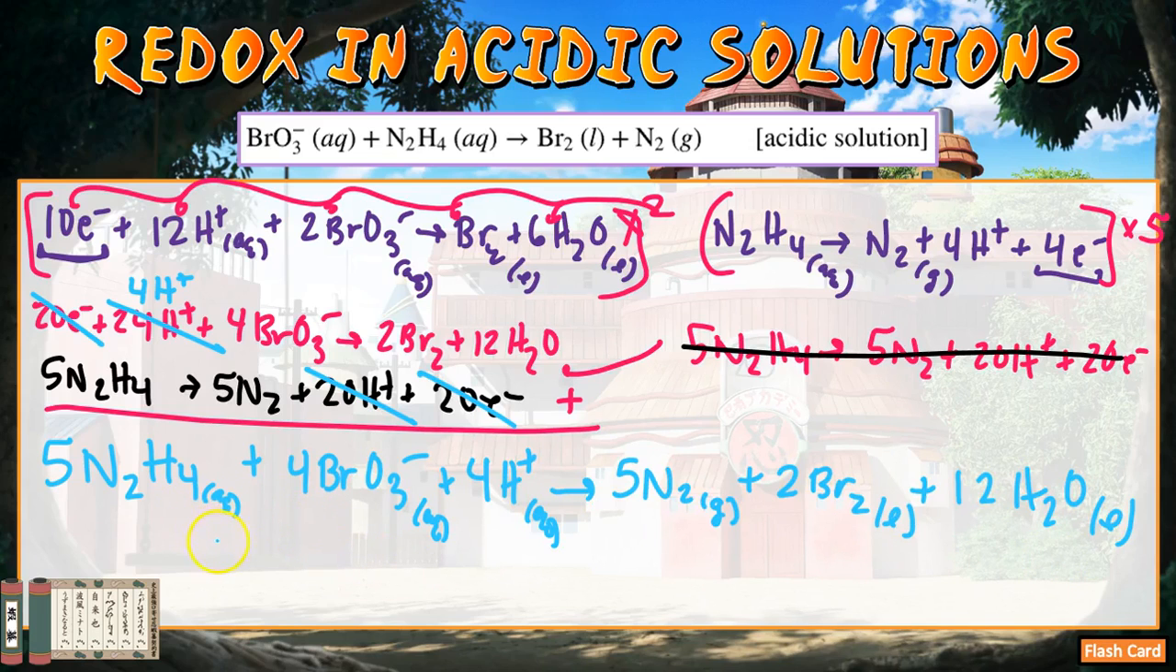Now, again, we have to check that we have the same number of all the right atoms on each side. So how many hydrogens do I have? I have 20 plus 4, so 24 on this side, 24 on that side. Everything's good. How many nitrogens do I have?